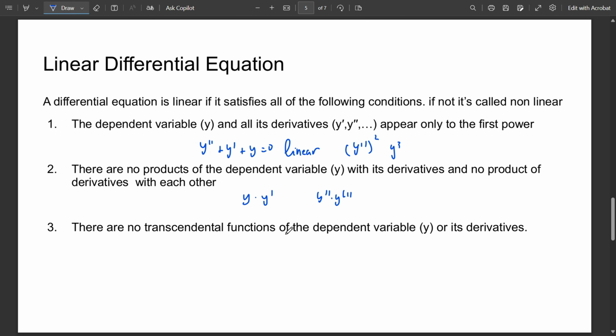There are no transcendental functions of the dependent variable y or its derivatives. So if I have sine of y, sine of y prime, e to the y prime, ln of dy by dx, ln of y, then it's not linear. These are not linear.